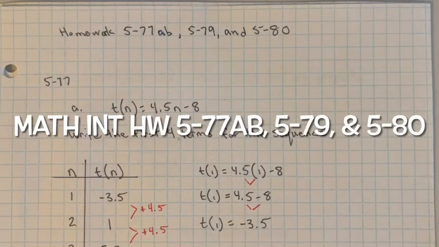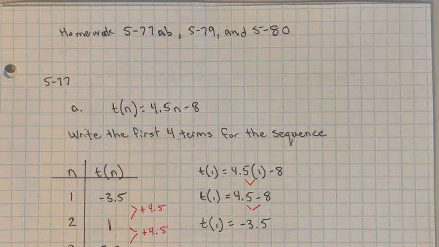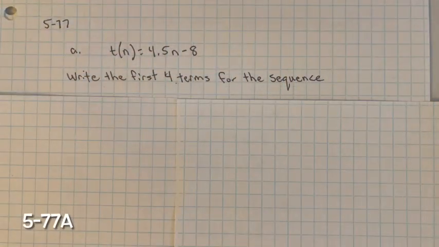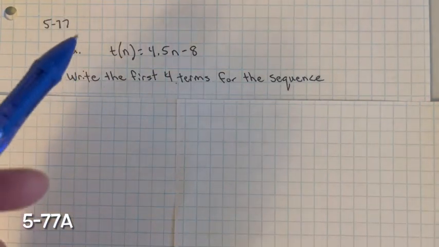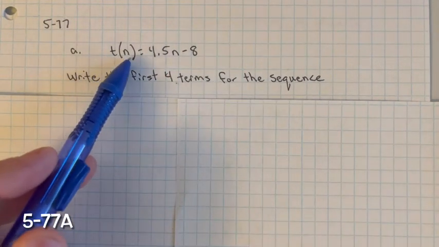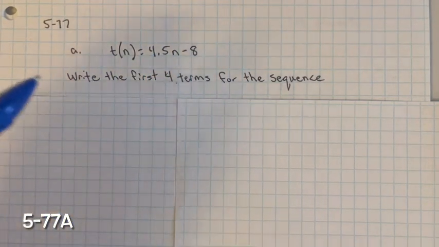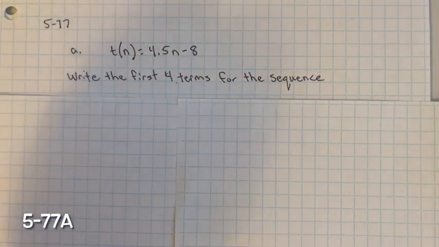This is the homework for 577 A and B, 579, and 580. For 577, we need to write the first four terms for the sequence using T of n equals 4.5n minus 8. So remember, a sequence always starts with term 1.